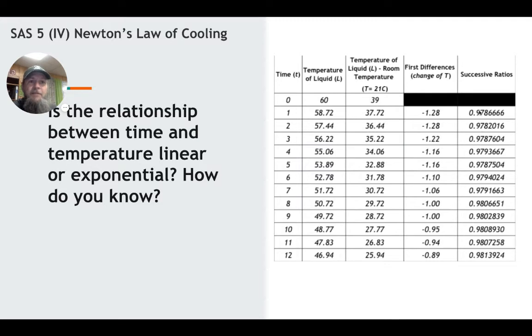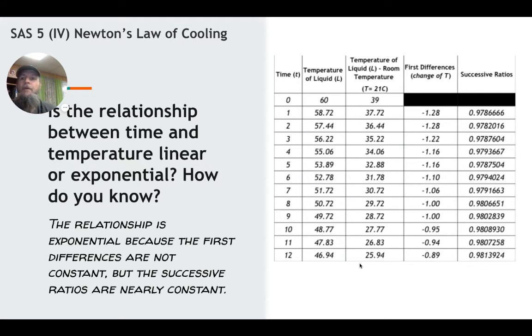Now, the successive ratios, this amount that we multiply by this temperature to get this temperature, it is nearly the same in every single change in temperature. So the relationship is exponential because the first differences are not constant, but the successive ratios are nearly constant.